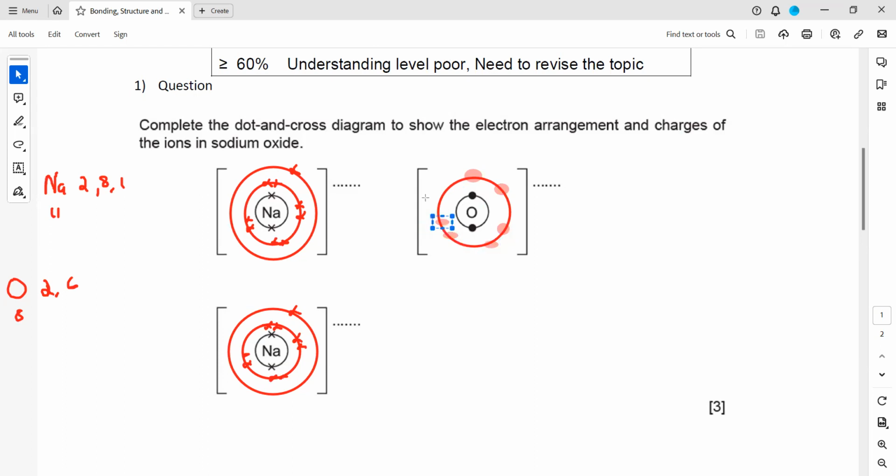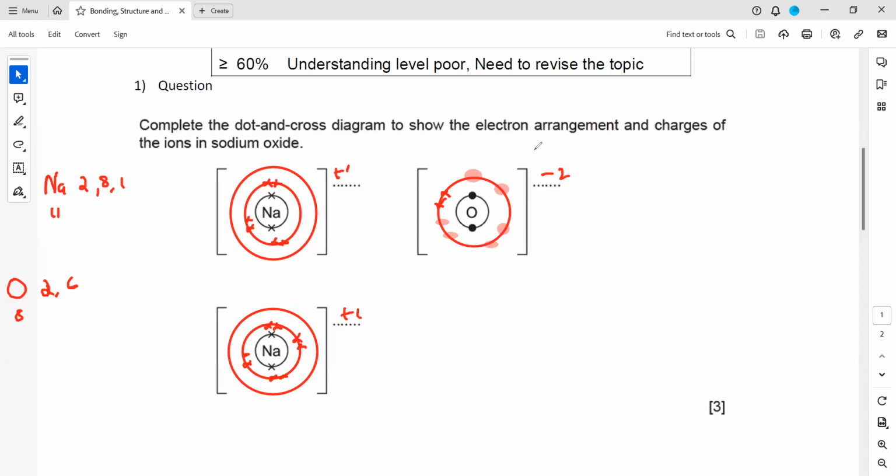Now what happens? Metal has a tendency to lose electrons. So this sodium will lose the electron in its last shell. This electron will be lost, this electron is also lost, and oxygen will gain those 2 electrons. So each sodium will get a plus 1 charge, and each oxygen gains 2 electrons, so it will be 2 minus. So this is the ionic structure of sodium oxide.